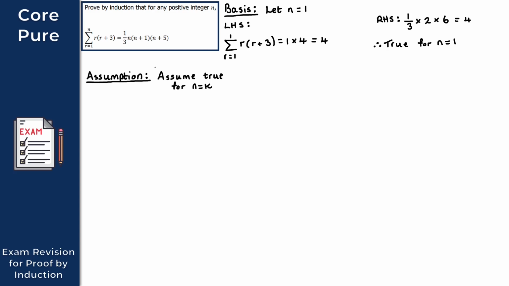Now if we assume that this is true for n equals k, what do we get then? Well, I get the summation here from r equals 1 to k then of r times r plus 3. So r times r plus 3 here. And if we assume that it's true for n equals k, what we get then is 1 over 3 times k plus 1 times k plus 5 then. So let me just write all of that down here. So 1 over 3k times k plus 1 times k plus 5 here.